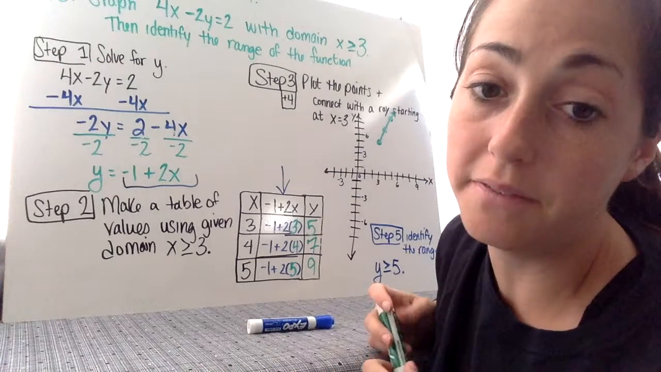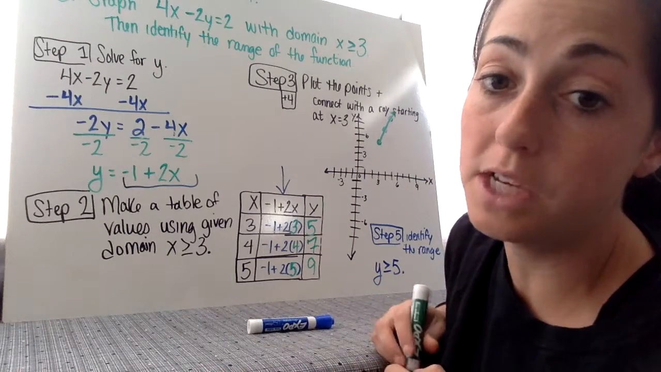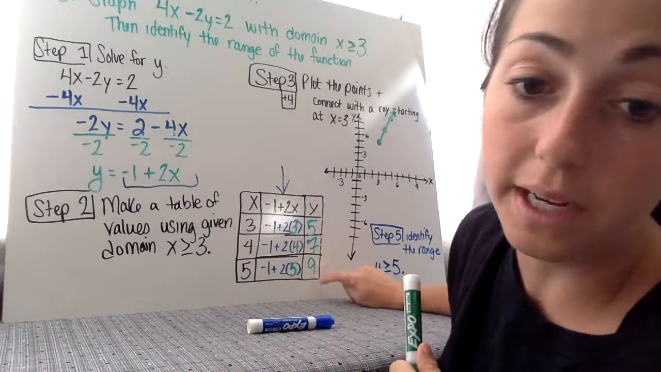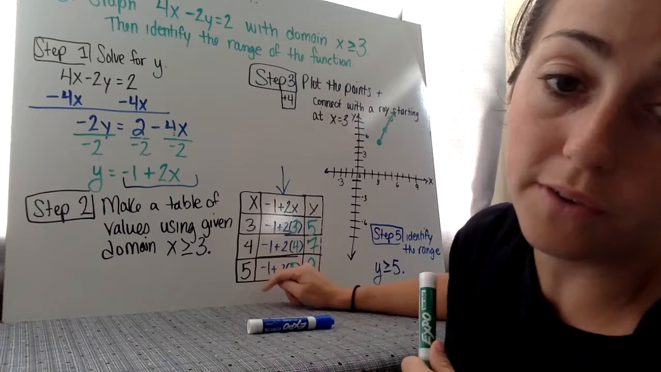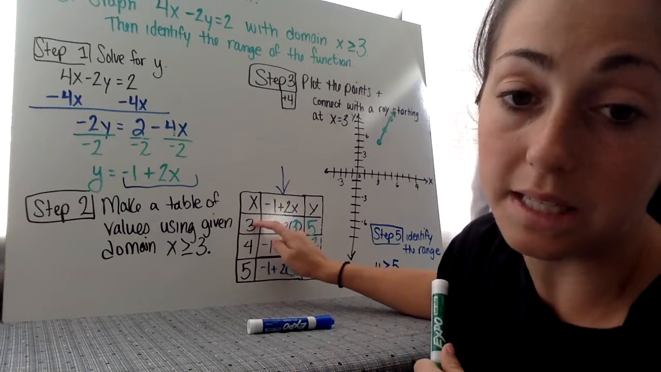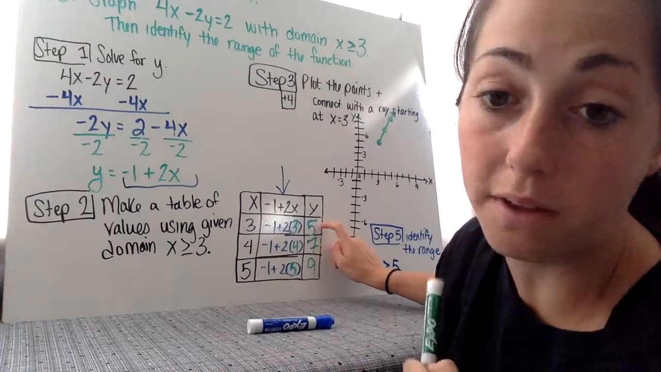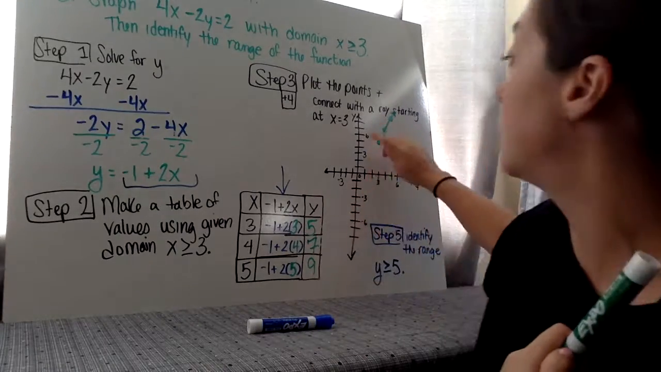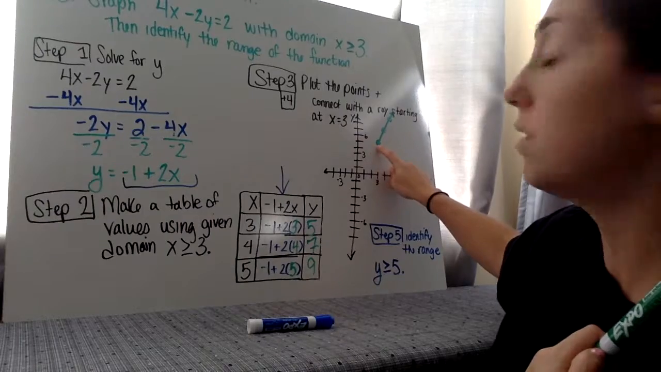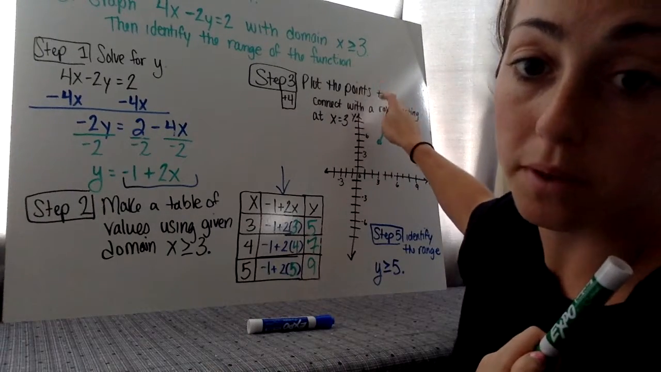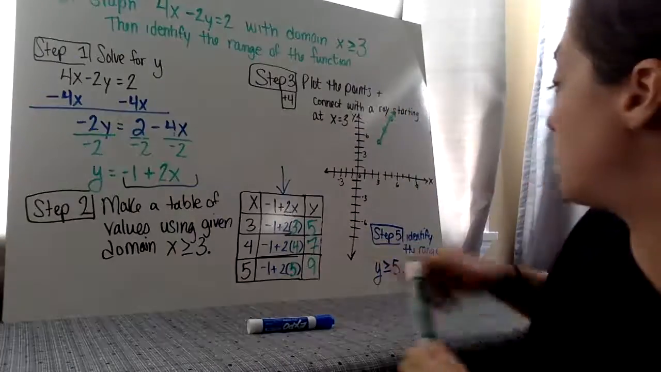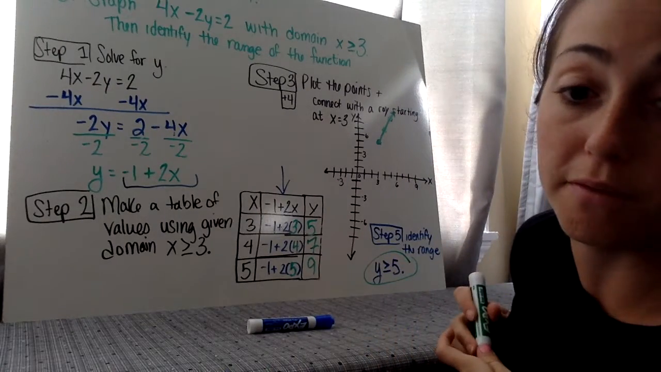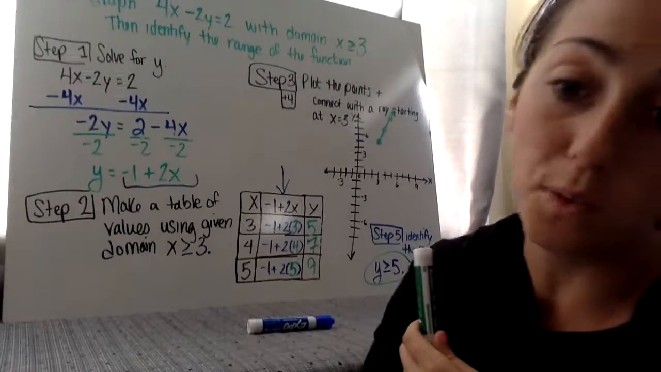Step 5 was identify the range. So let's look at our range values. That's our y values. We've got 5, 7, 9. Could I continue? Could I use different numbers? The only thing I can't use is anything less than 3. So the smallest y value that I'm going to get is the one that matches 3. So the range is my y value starts here at 5 and goes up. So my range is y, not equals, but greater than or equal to 5. Awesome. We'll practice more of this after.